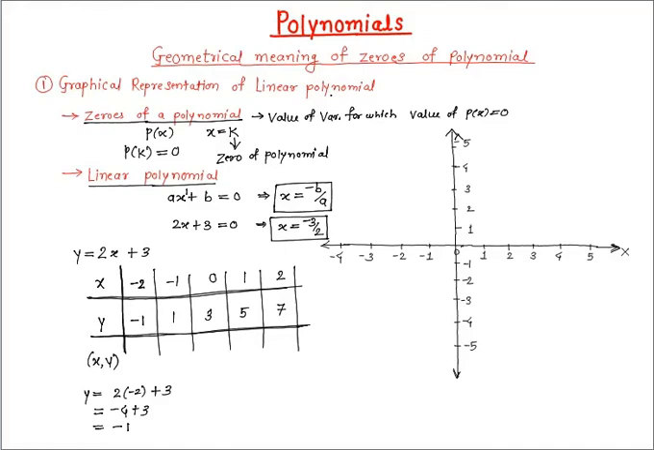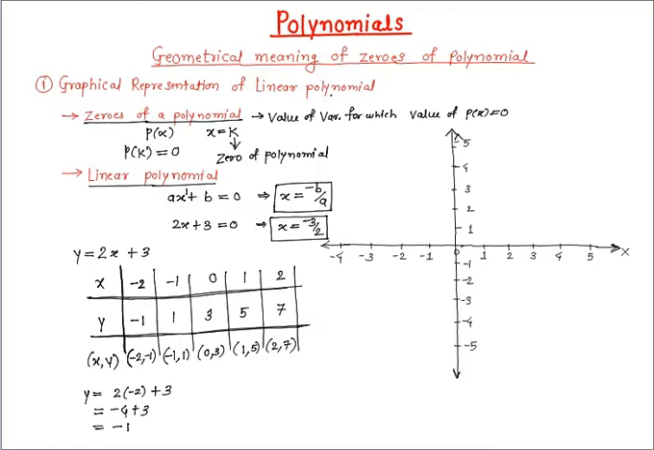We have now found all the values of y at these particular values of x by putting the value of x in the polynomial. So what are the ordered pairs, or we can say the coordinates we get here? Minus 2, minus 1. First one is the x coordinate and next is the y coordinate. Similarly, minus 1, 1, 0, 3, 1, 5, 2, and 7. These are the x and y coordinates we got to plot the graph of this linear polynomial.